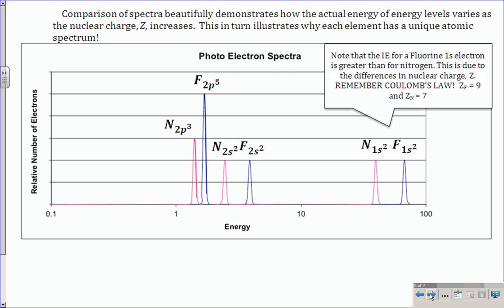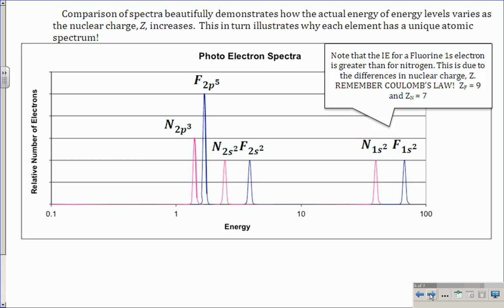Remember, we're looking at two things that are in the same period on the periodic table. And remember, every single time you see the same period, you should be thinking effective nuclear charge. And fluorine is higher in effective nuclear charge. So at all of its levels, you would expect fluorine to be better at holding on to electrons. So therefore, you would expect the binding energies of our fluorine to be larger than the binding energies of our nitrogen.